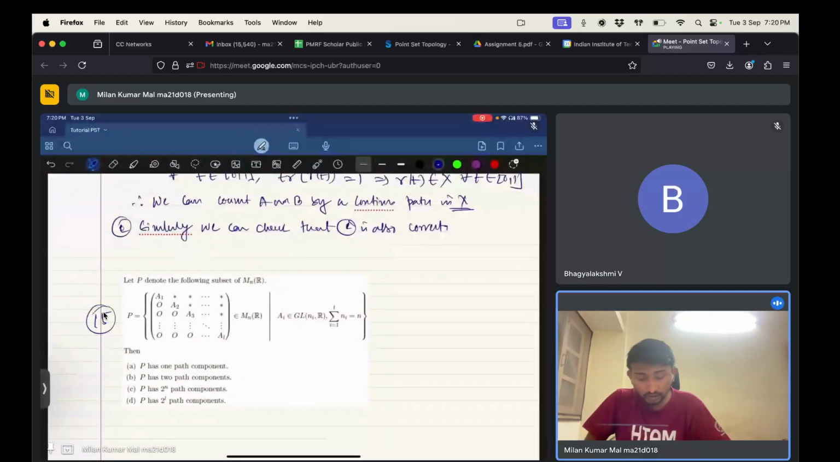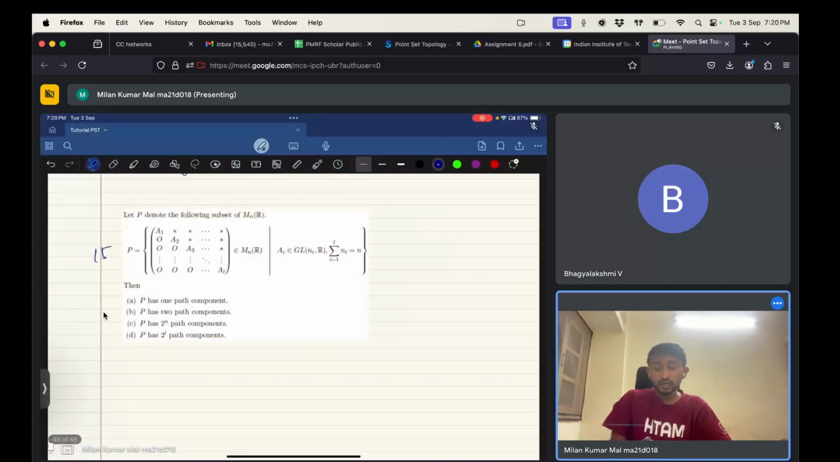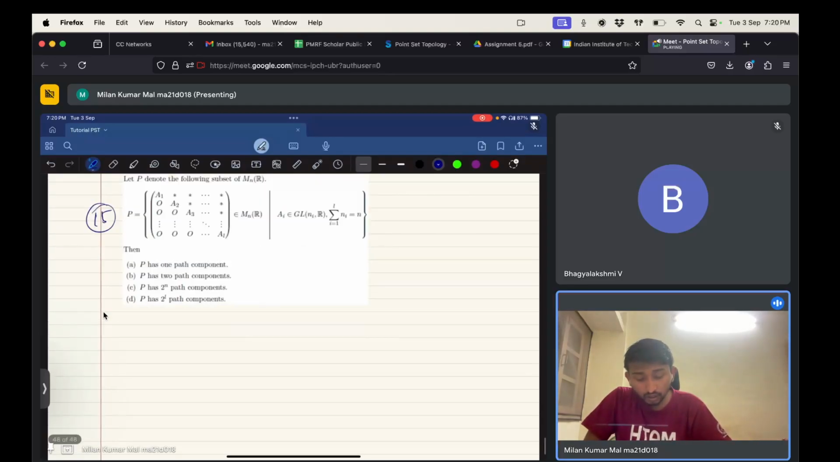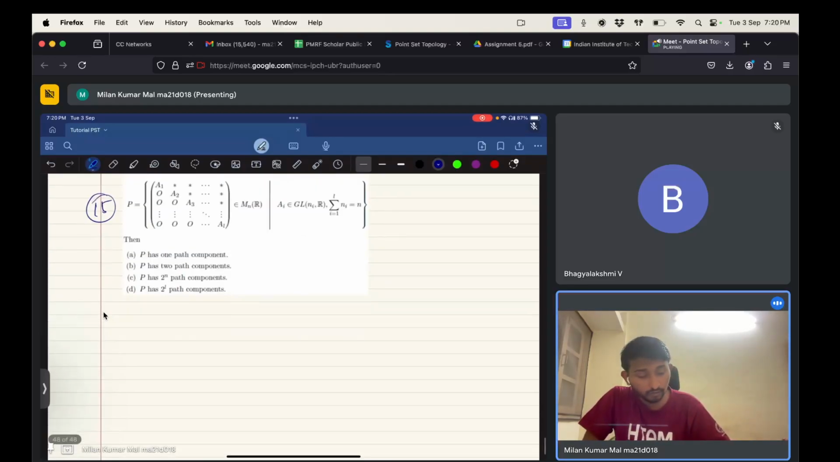This is question 15. It says that P denotes the following subset of M_n(R), and then asks for the number of path components of P. That is the question.